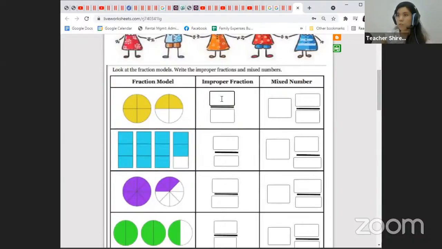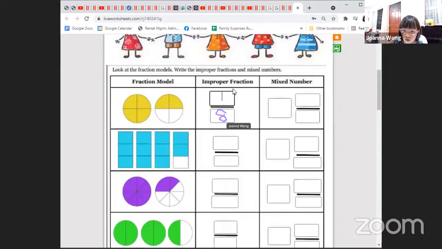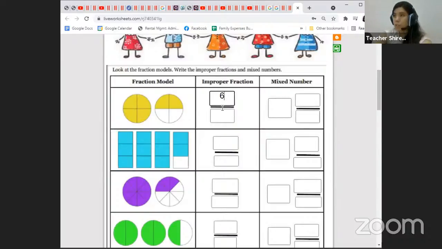Can you write on the screen? 8. Oh, I read wrong. 8 over 6, good. No, just now was right. No, both are actually wrong.